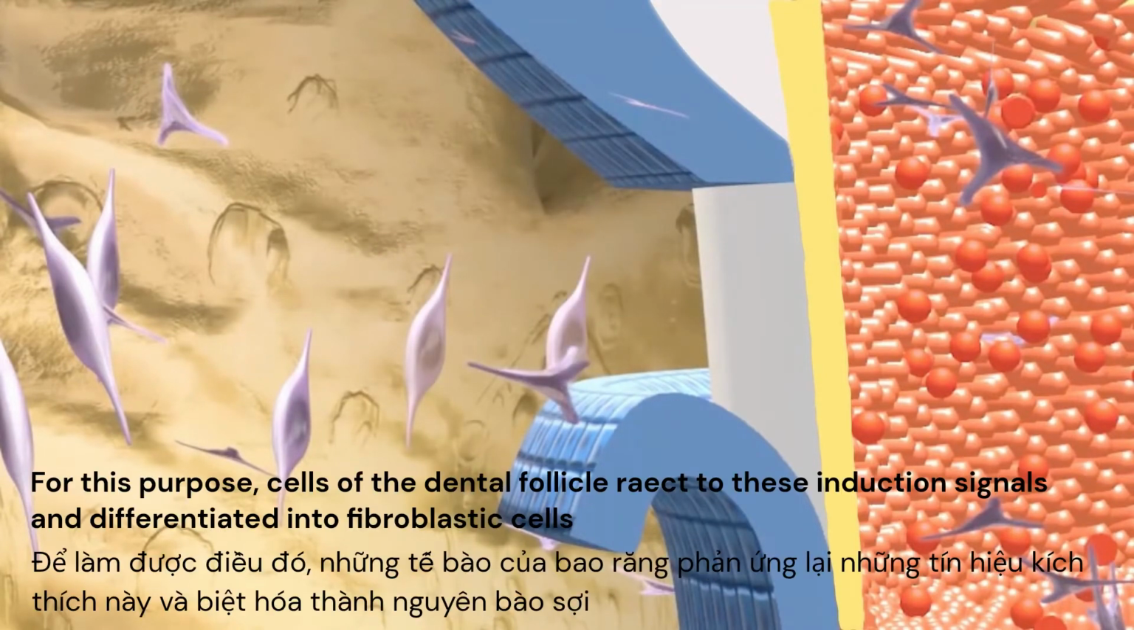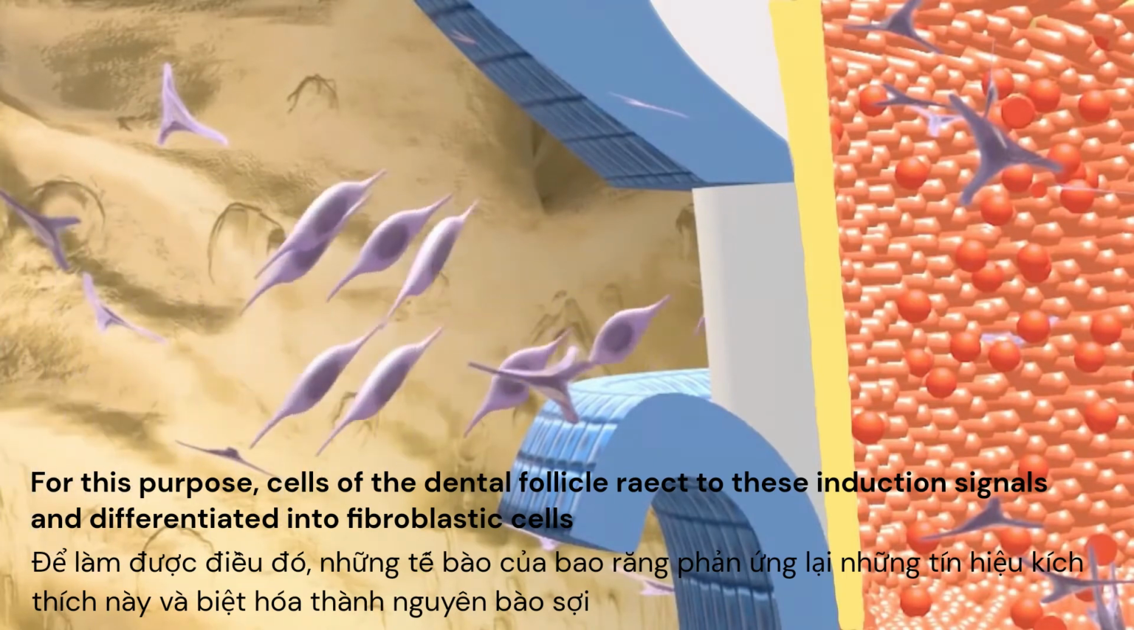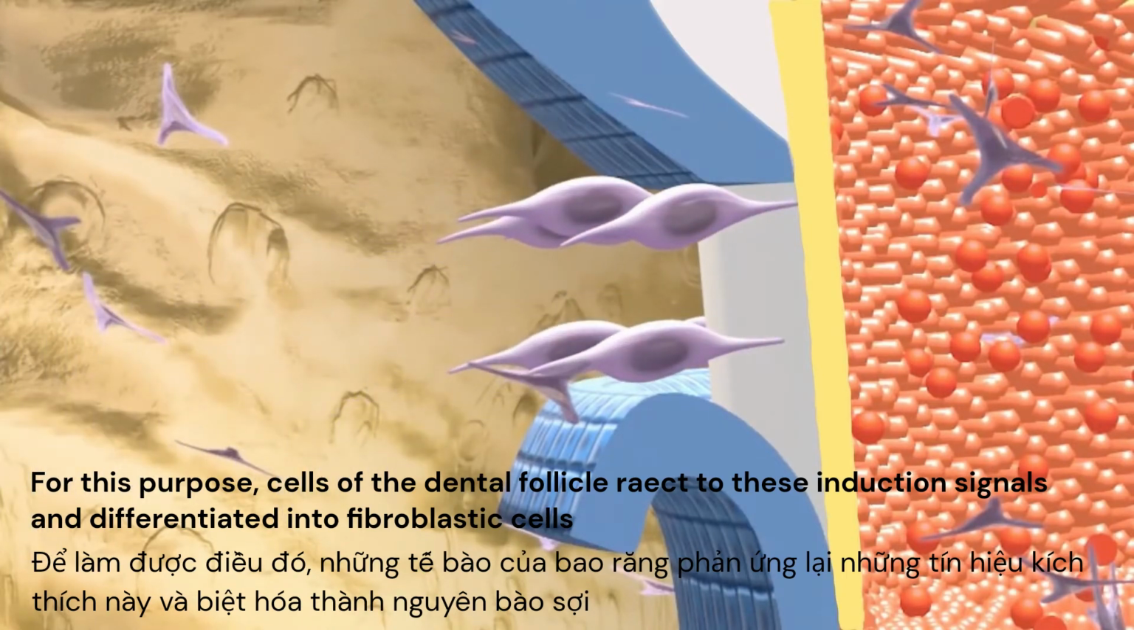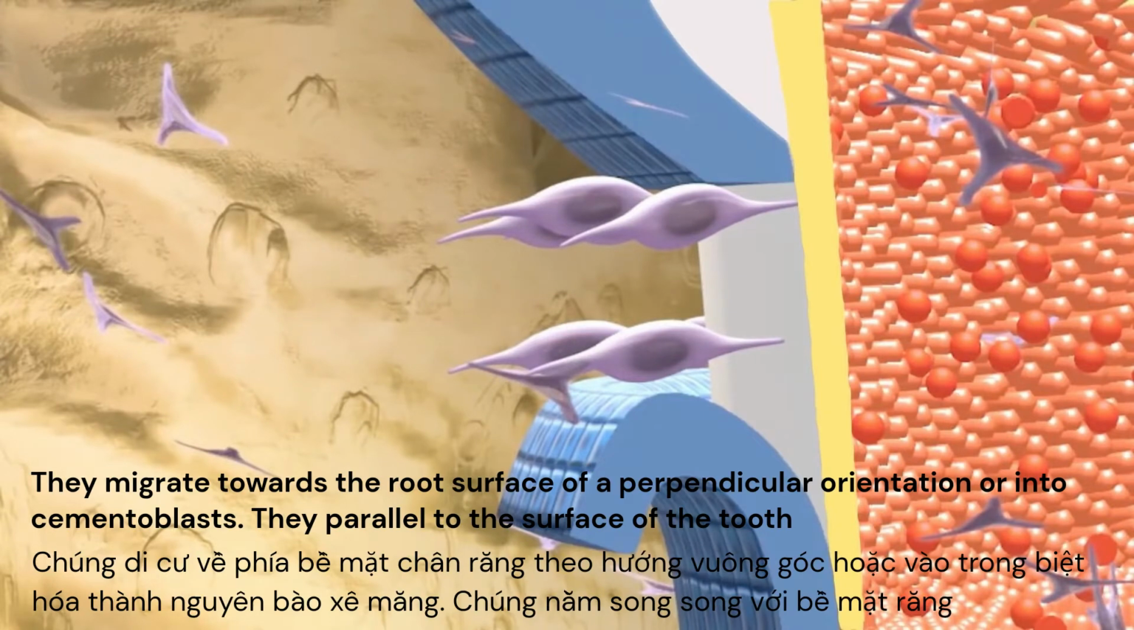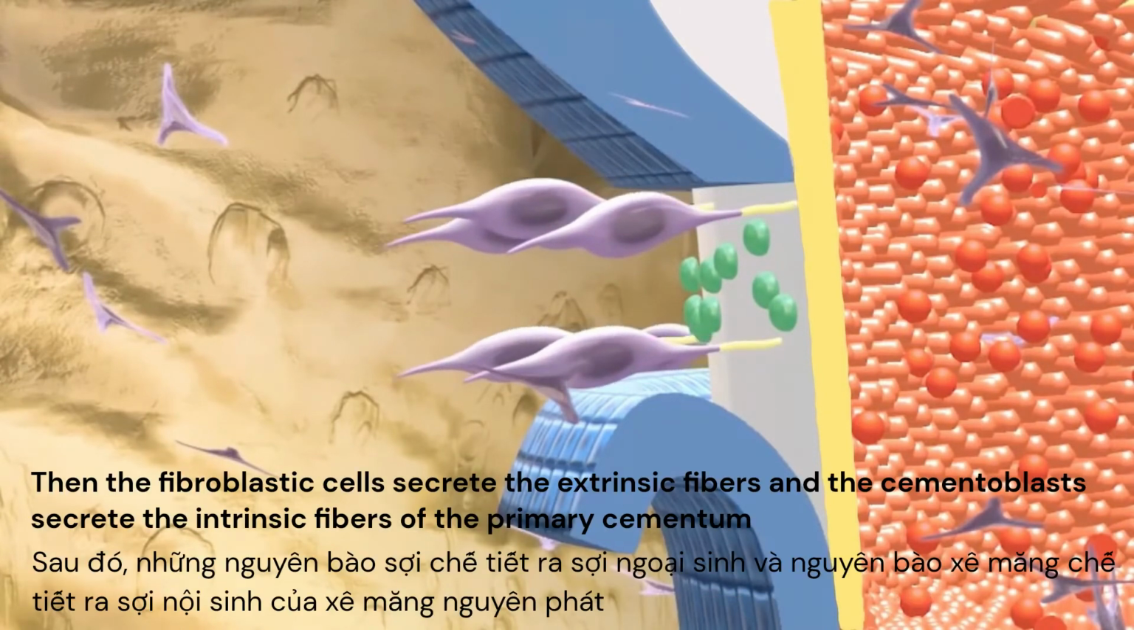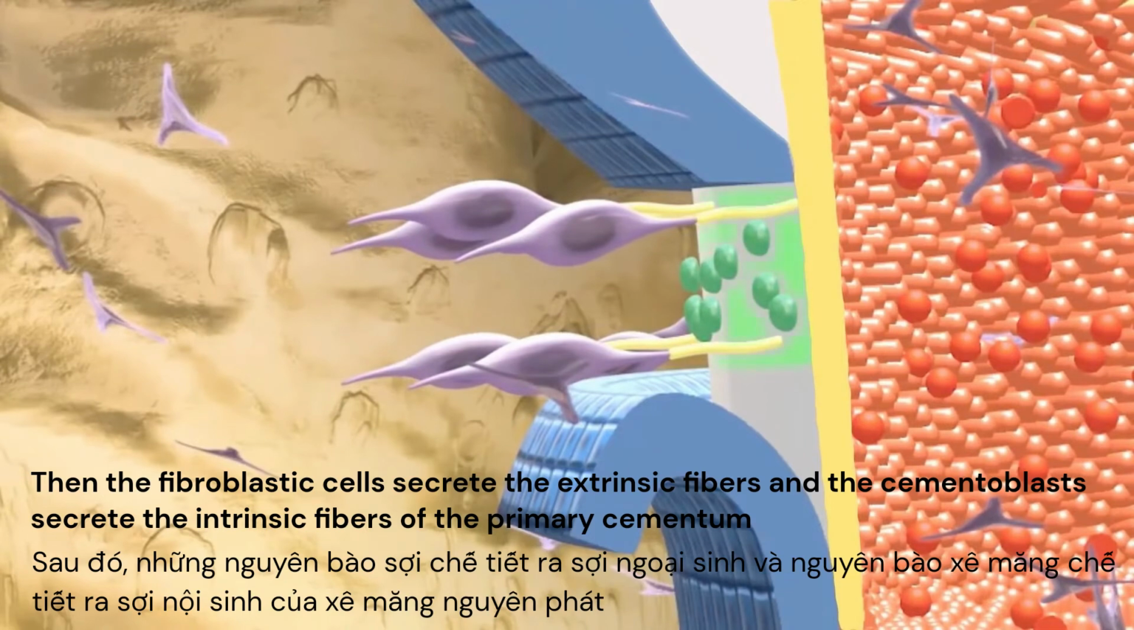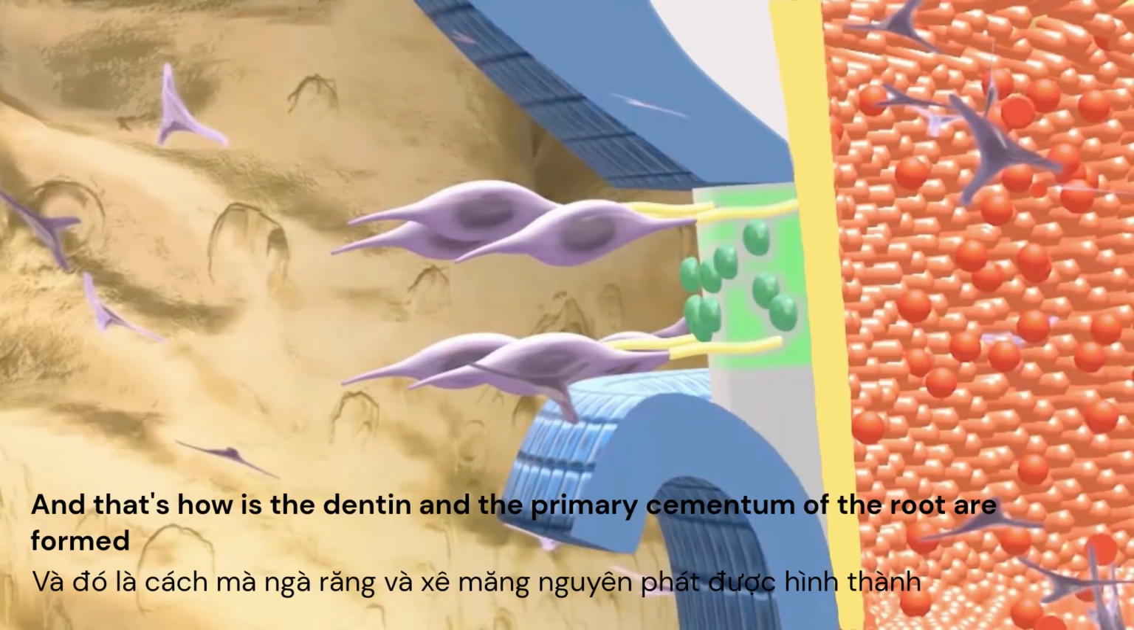For this purpose, cells of the dental follicle react to these induction signals and differentiate either into fibroblastic cells that migrate towards the root surface with a perpendicular orientation, or into cementoblasts placed parallel to the surface of the tooth. Then, the fibroblastic cells secrete the extrinsic fibers, and the cementoblasts secrete the intrinsic fibers of the primary cementum. And that is how the dentin and the primary cementum of the root are formed.